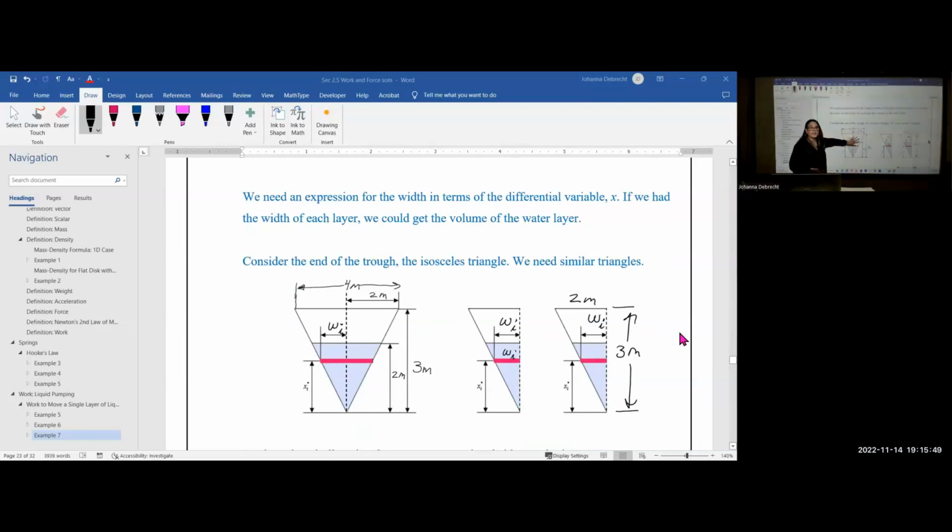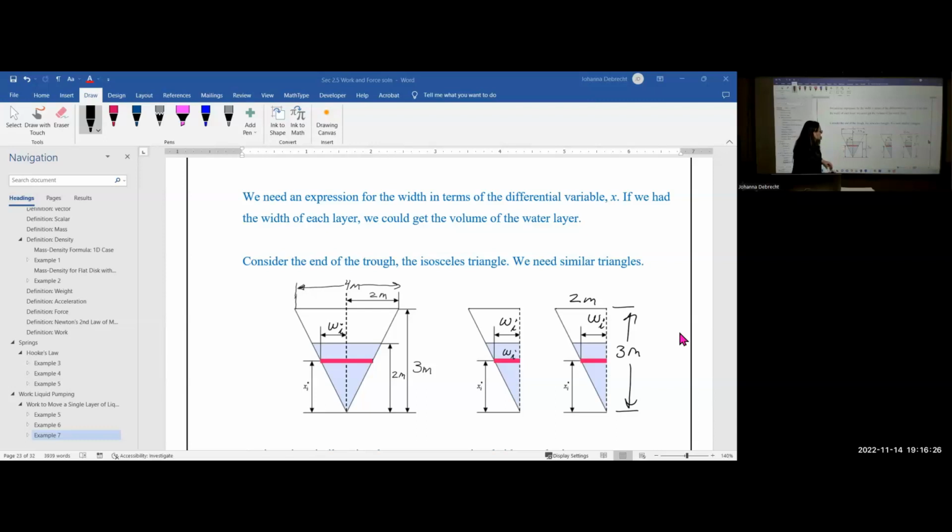So we're going to take a look at the end of the trough, which is an isosceles triangle. And remember, it is 4 meters wide, so the whole trough is 6 meters long. But the isosceles triangle part is 4 meters wide. The water is at a depth of 2 meters, so the water comes up to here. And the trough itself is 3 meters tall. Now, this red rectangle that you see here represents that slice of water. So this is the end view of a slice of water. Now, we want to cut this isosceles triangle in half.